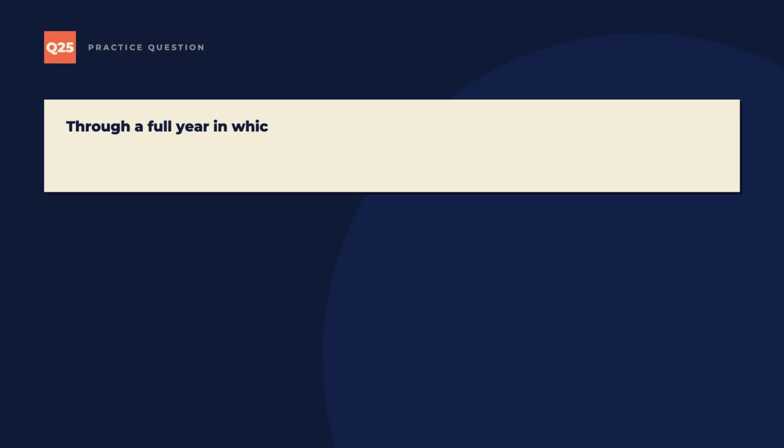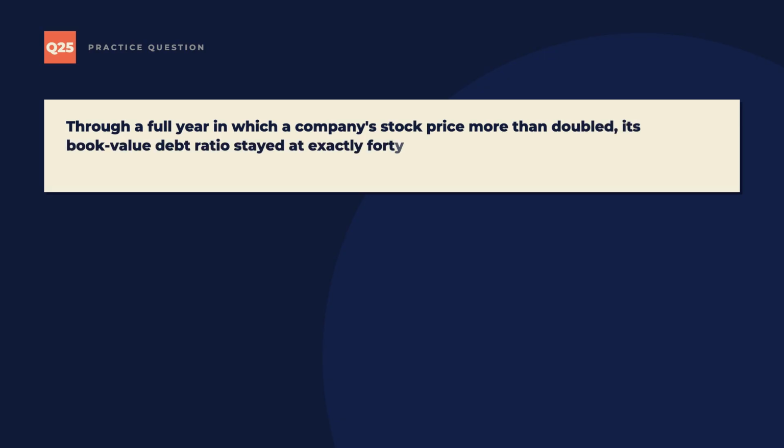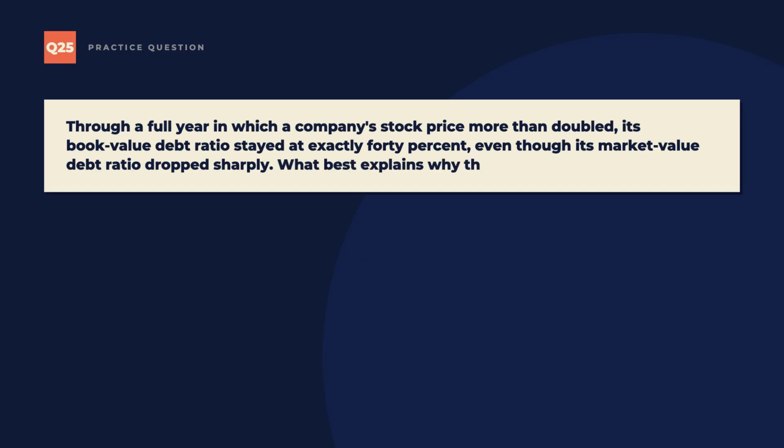Question 25. Through a full year in which a company's stock price more than doubled, its book value debt ratio stayed at exactly 40%, even though its market value debt ratio dropped sharply. What best explains why the book ratio did not move?